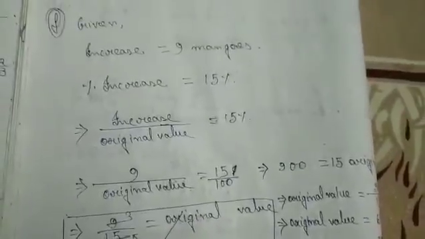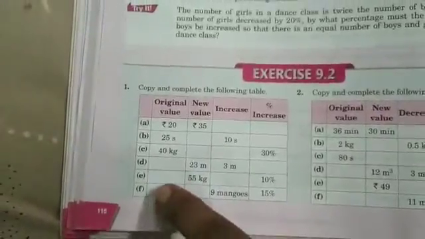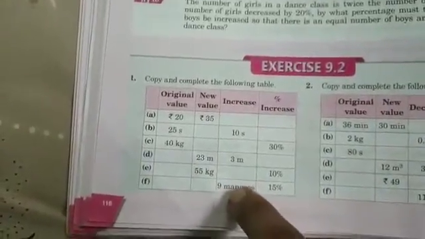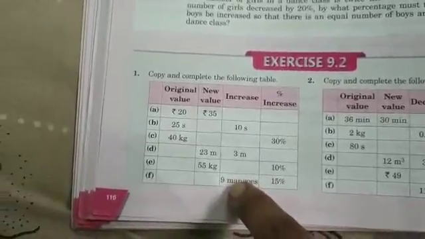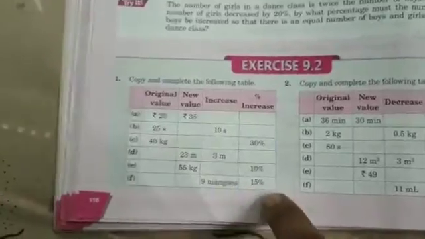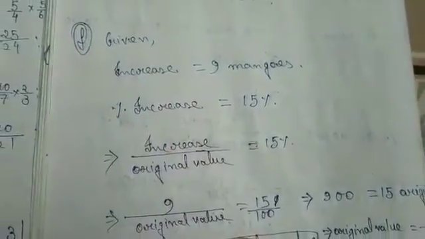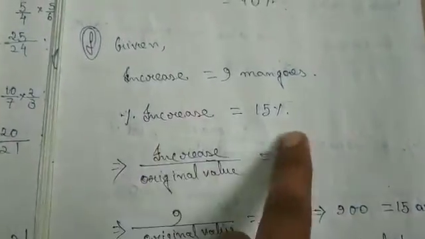Next, F. Here both the original value and the new value are missing, and they have given us the increase and the percentage increase. So 9 mangoes and 15% increase. So increase equals 9 mangoes, increase percent equals 15%.